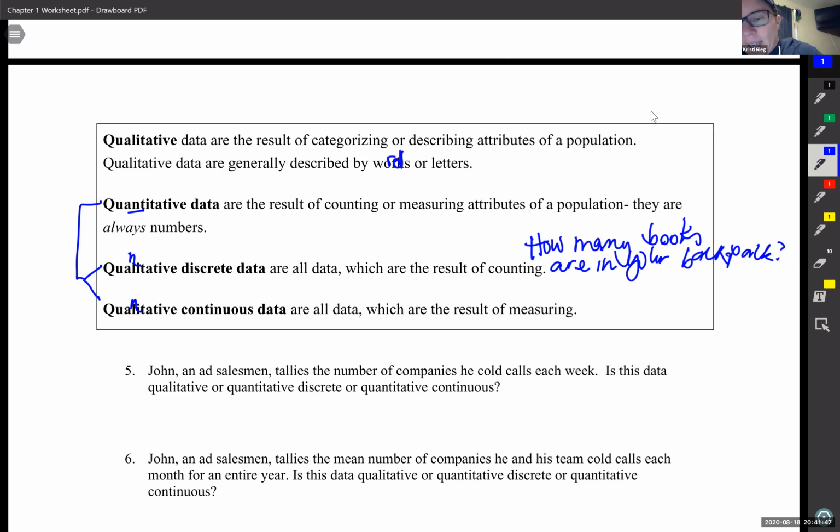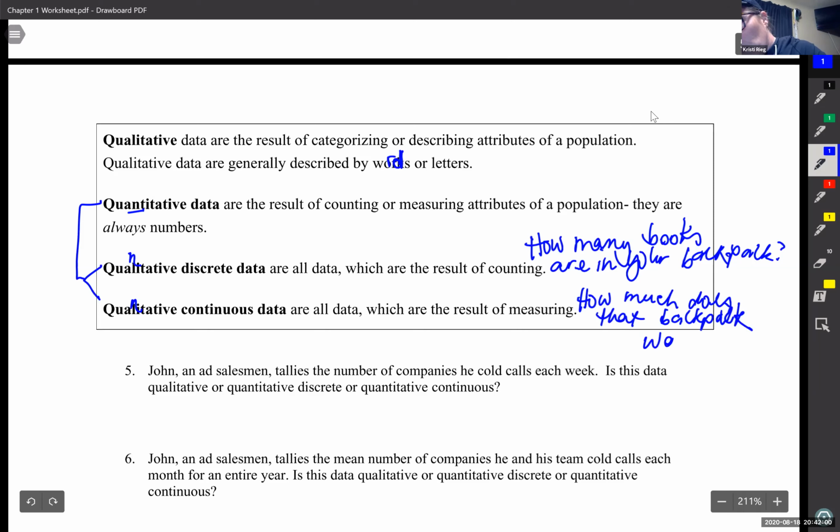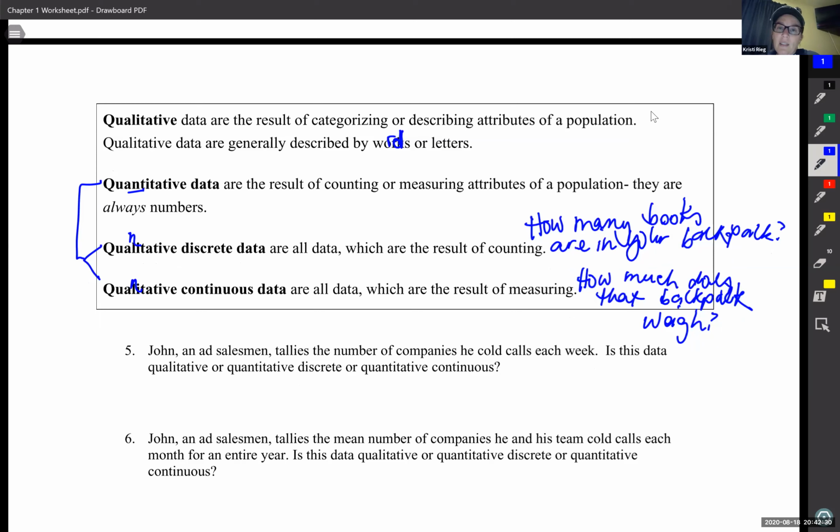But if I said, how much does that backpack weigh? That is continuous because that is a result of measuring. So when you count, you have whole numbers and you count them. You know what counting is. When you have continuous, you are measuring. So you're going to use a ruler or a scale or some sort of measuring device. Okay, so here we have just two examples of the quantitative, because like I said, qualitative is words. So that's the only thing. If you see words, it's qualitative.